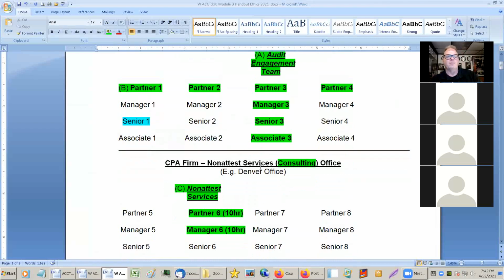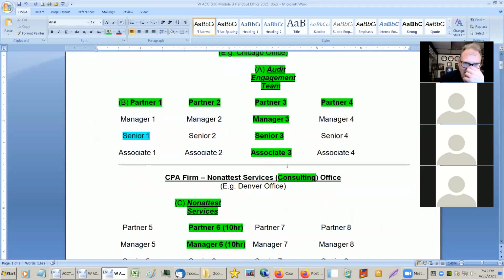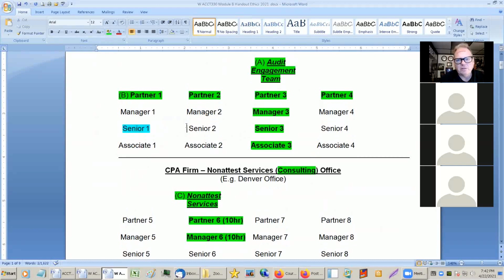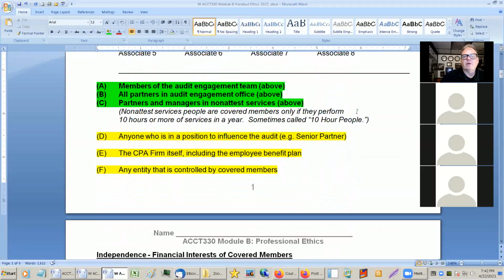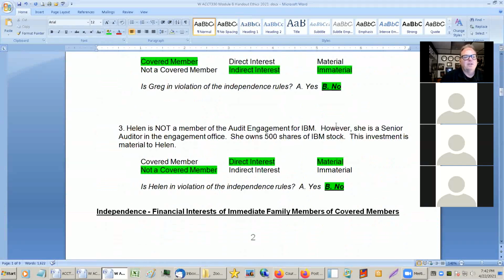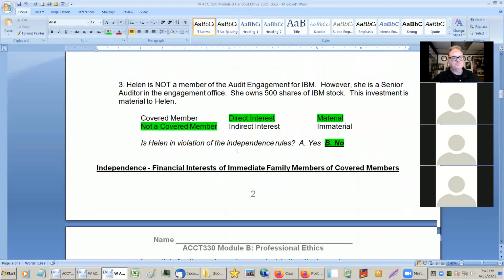So again, basically we're looking at the people in green. If you're not in green, then you can actually have stock in the company being audited by the firm. There's a quirky rule we get to later where you can't have more than 5% ownership of the company. If someone had 5% ownership of IBM, they would not probably be working at a CPA firm; they'd be living on an island somewhere. If you're not a covered member, the covered member rules do not apply to you. So she is not in violation.